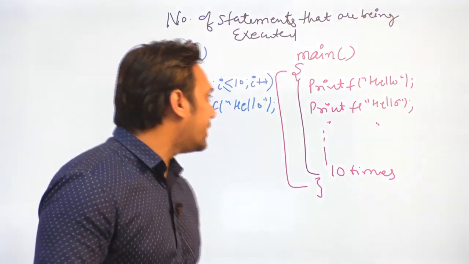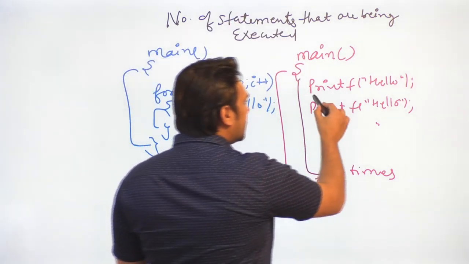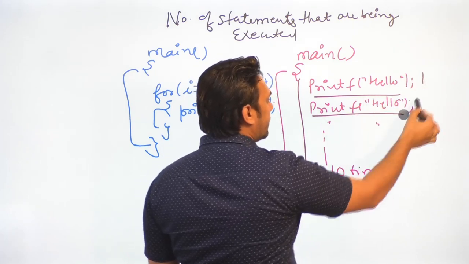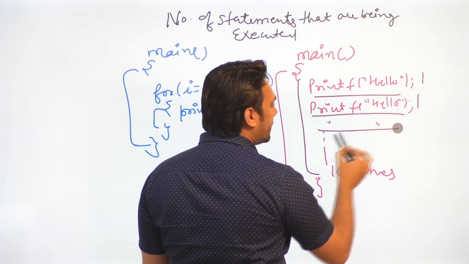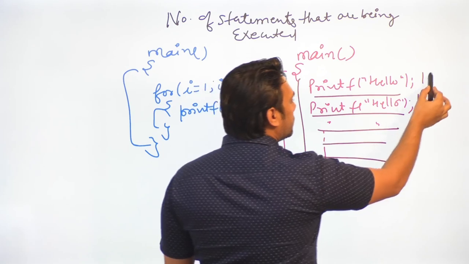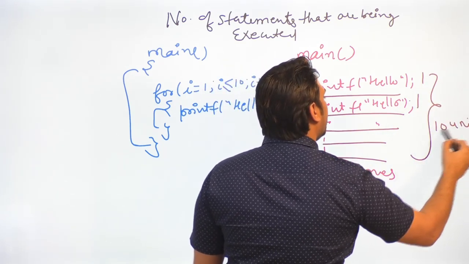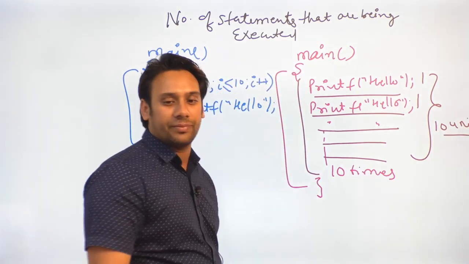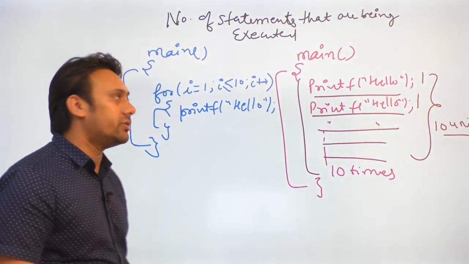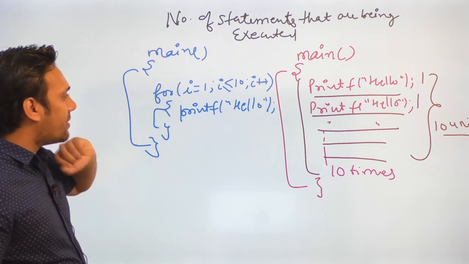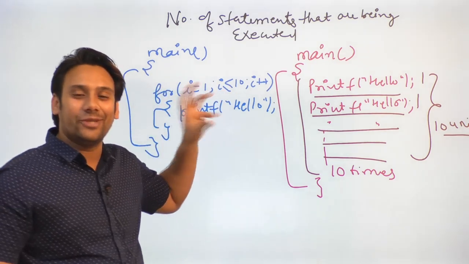Okay, if every statement will take 1 unit time, that means this will take 1 unit, this will take 1 unit, all the printf statements here will take 1 unit time. So in this program, it should take 10 units of time. Ye kitna time lega hamare paas? 10 units of time. Kitna time lega yahan par? 10 units of time.